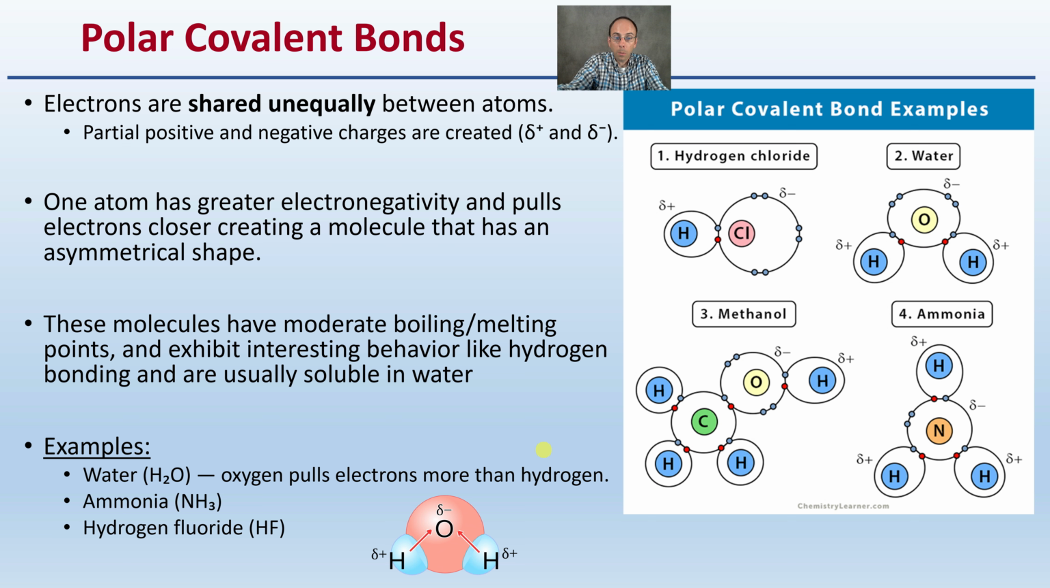This big oxygen, again, pulling those electrons closer. That's why you see that partial negative, and then those resulting two partial positives at the end of those hydrogens.